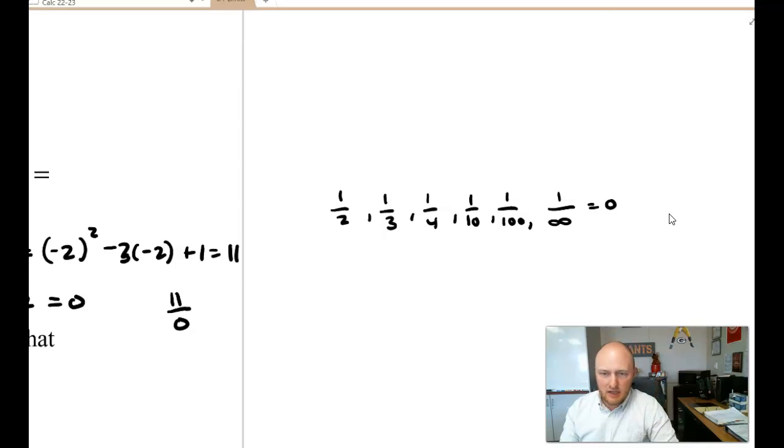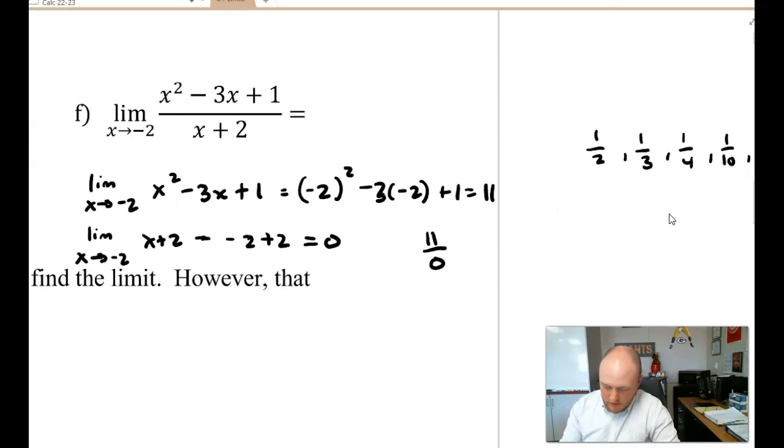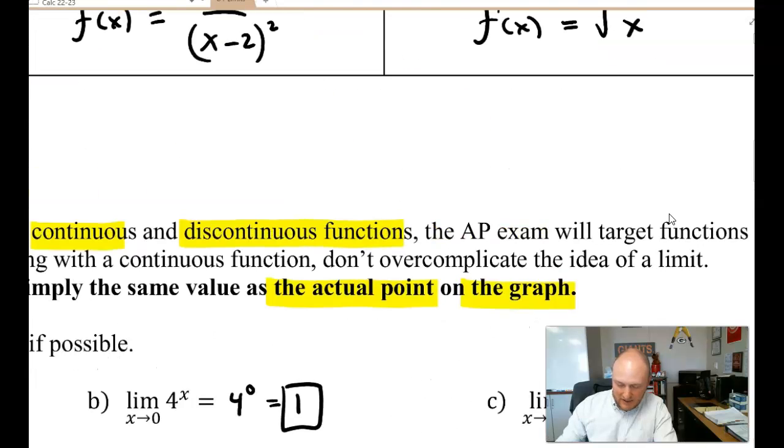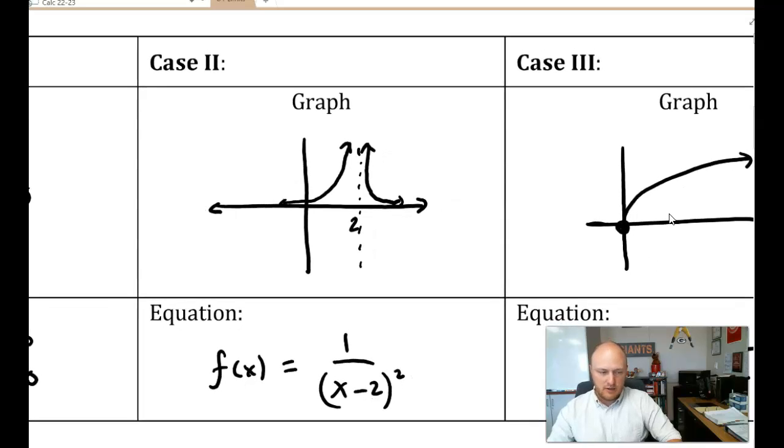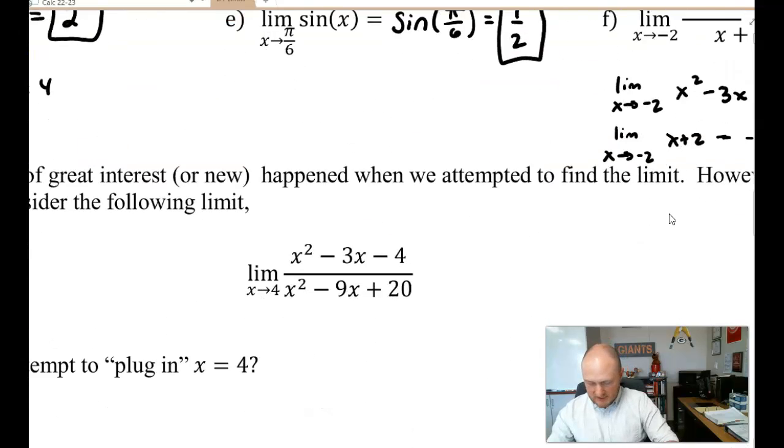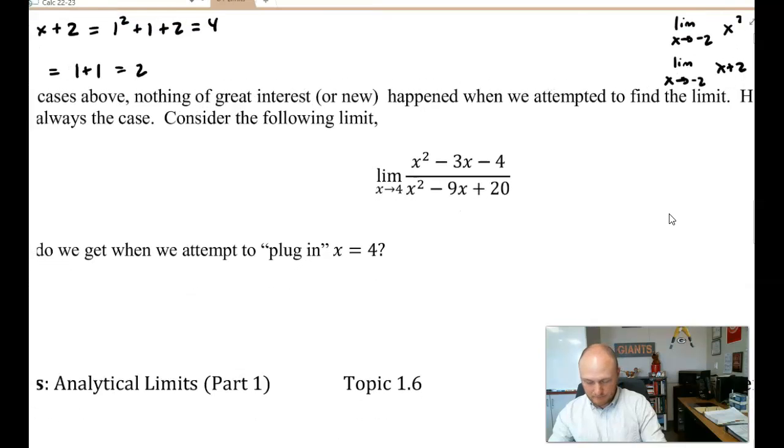And this idea of 11 over 0 here, that does not exist. I mean, you can't divide by 0. So we're going to say here DNE, it does not exist. And this would be tying it back to our case number 2 up here. That is the infinite case. So DNE for that one. Hopefully you got that one.